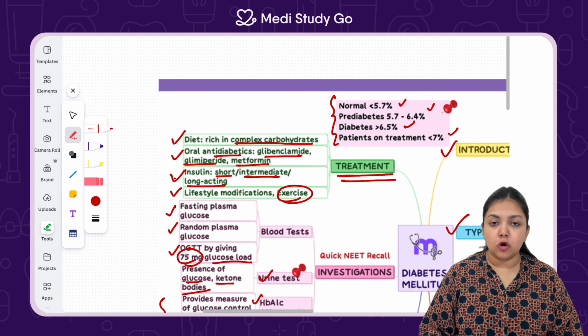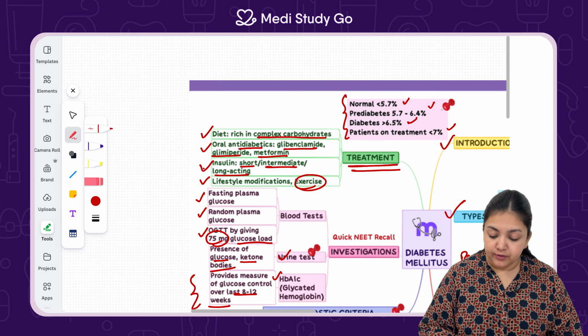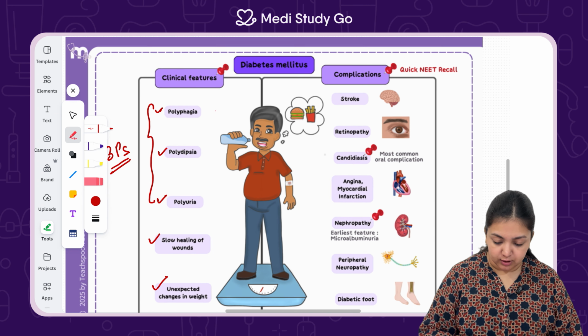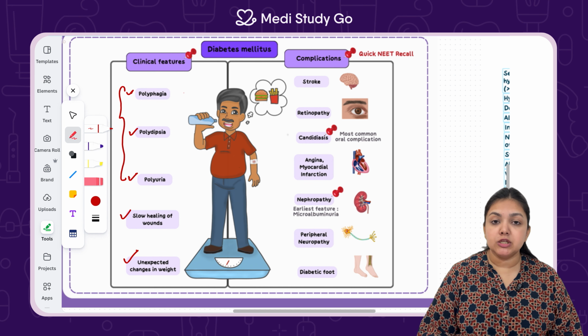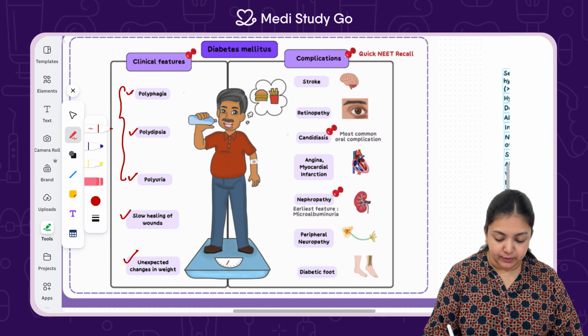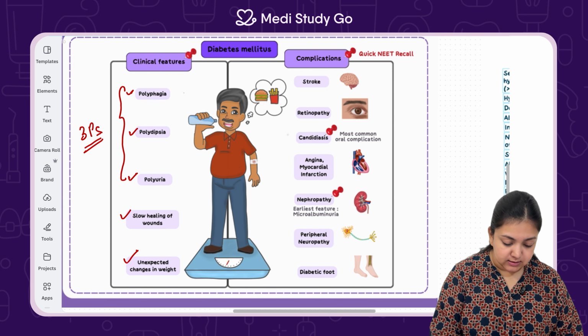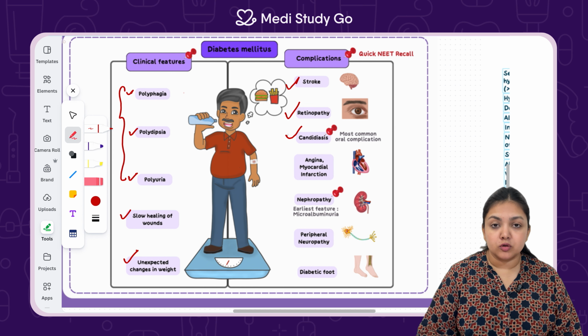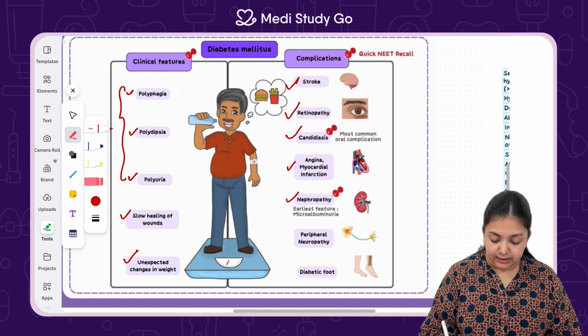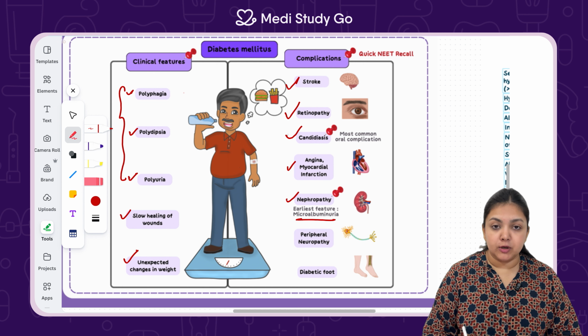Now, if the treatment is not provided correctly, adequately, or the patient doesn't take the treatment timely, there are going to be certain complications which can occur. The complications due to increased glucose level can be stroke of the brain, retinopathy in the eyes, candidiasis because of the fungal growth of the organisms, angina and myocardial infarction, nephropathy in the kidney with a feature of microalbuminuria, peripheral neuropathy, and diabetic foot, which is a non-healing foot. Ulcers can be formed and they are not going to heal easily. So these are the complications which can occur.